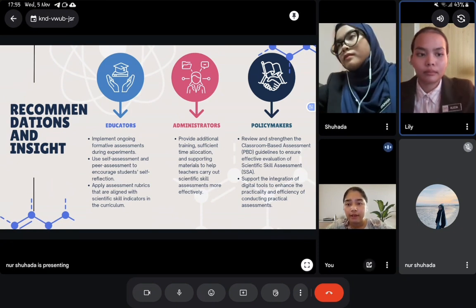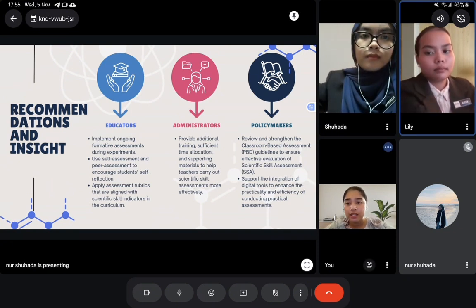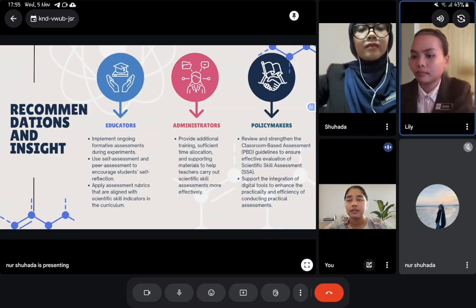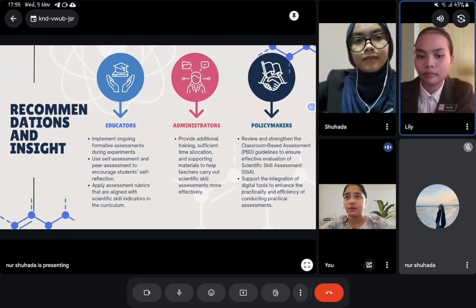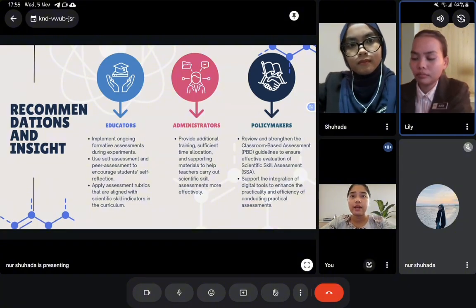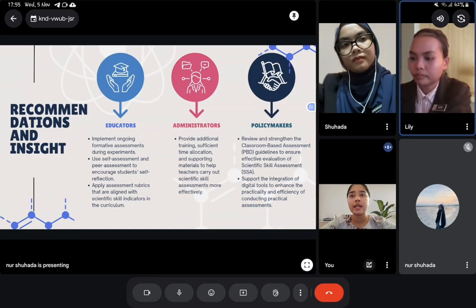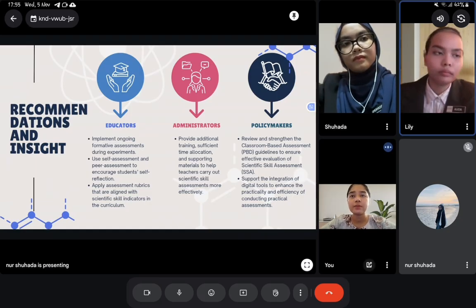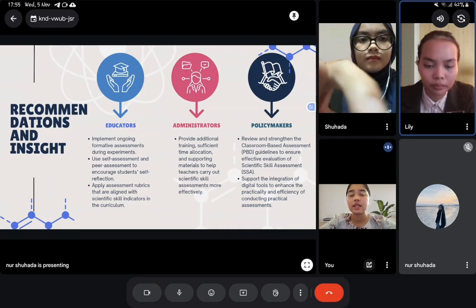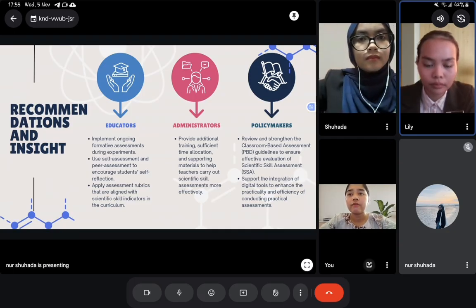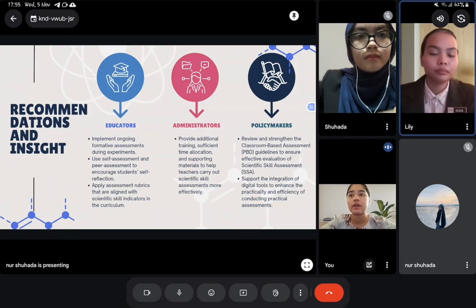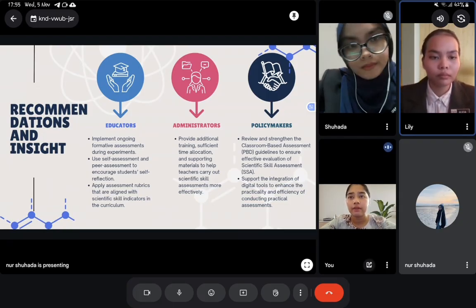Second, use self-assessment and peer assessment to encourage student self-reflection. This allows students to assess their own performance or that of their peers, and promotes self-awareness and accountability. It helps students identify their strengths and weaknesses in scientific inquiry. For example, students can use a checklist to evaluate how accurately they recorded results or how effectively they collaborate in a group experiment.